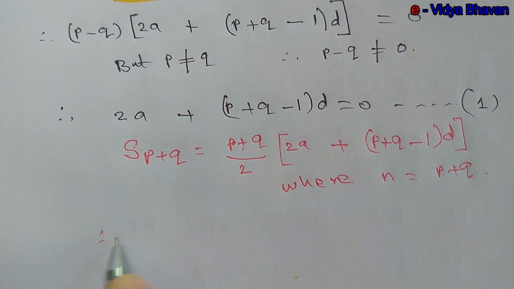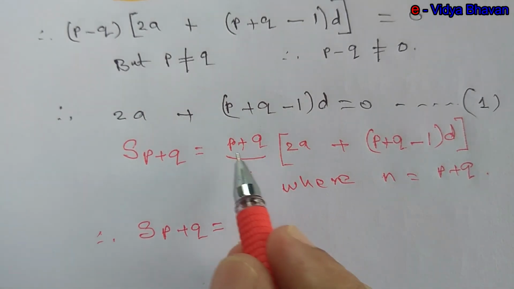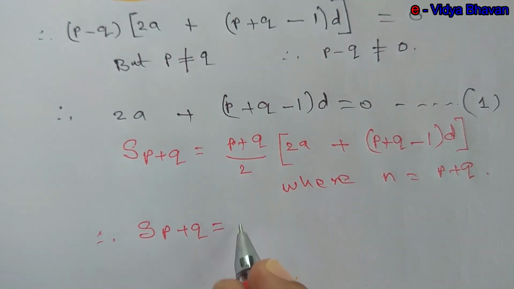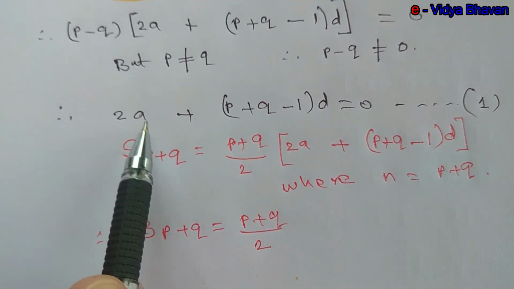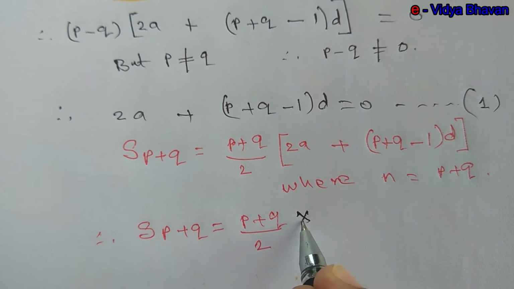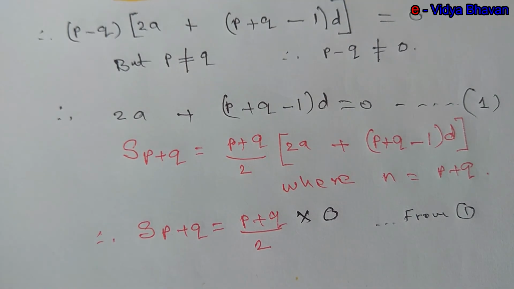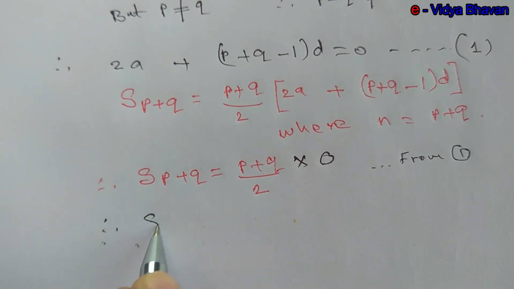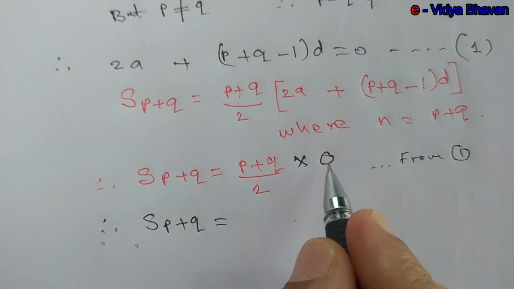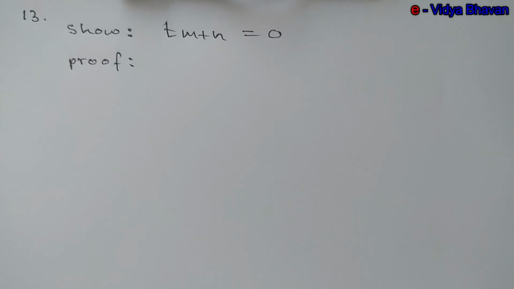Further, we can have S p plus q equal to p plus q upon 2 and 2a plus p plus q minus 1d, which we are given here equal to 0 from statement number 1. So we can write 0 from statement number 1. So in the last step, S p plus q is nothing but what? p plus q upon 2 into 0 is nothing but what? 0, as required in the question number 13.